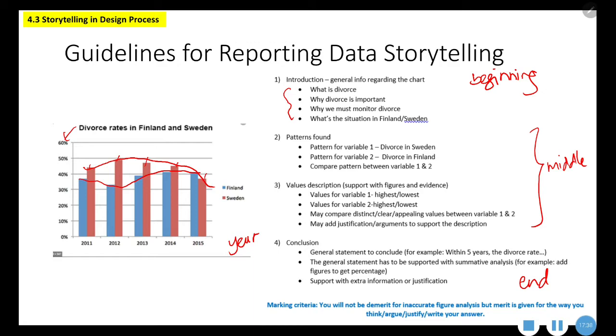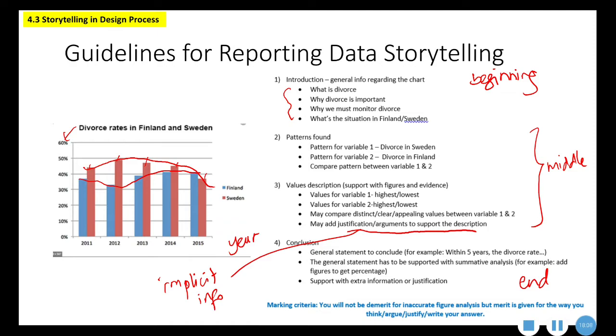Okay, you make comparison, and you may add justifications or arguments to support the description. So even though this is what we call implicit information, we might want to have other elements beside the information that we saw in the chart. So you might want to do a little bit of research.